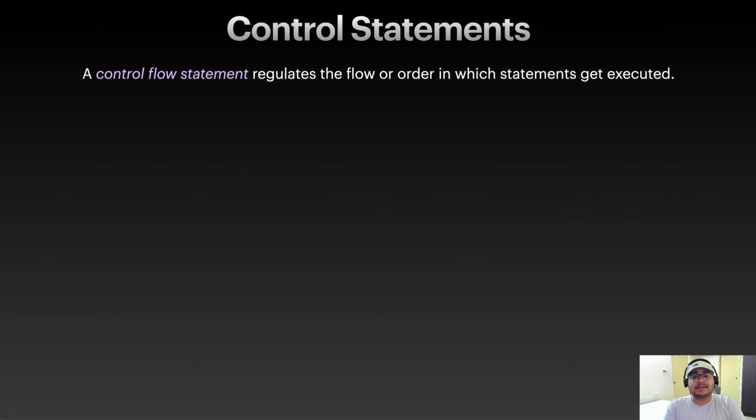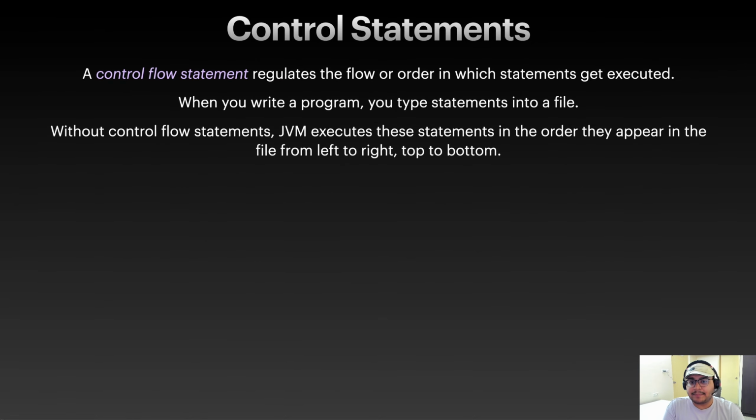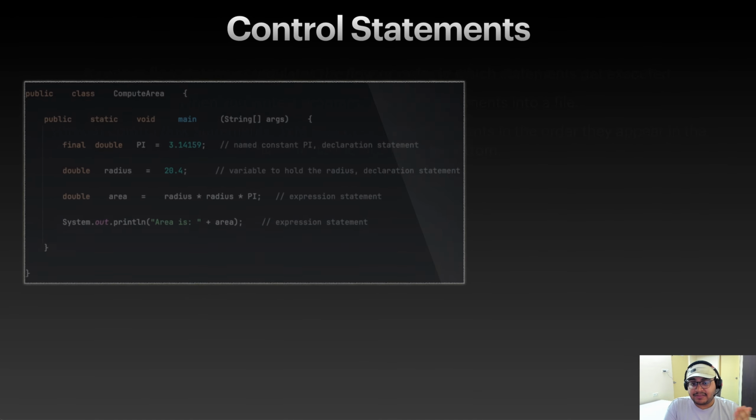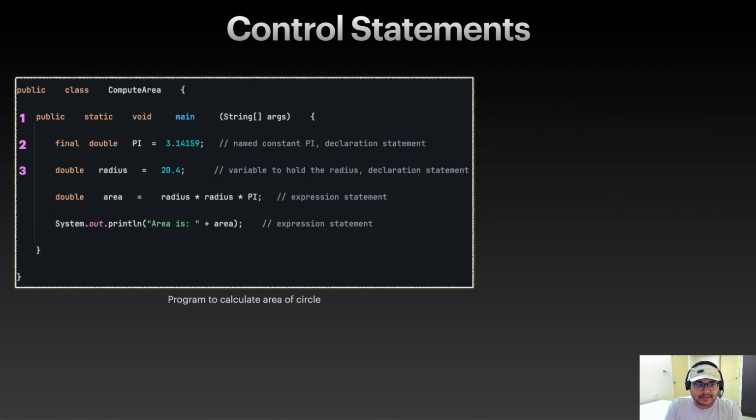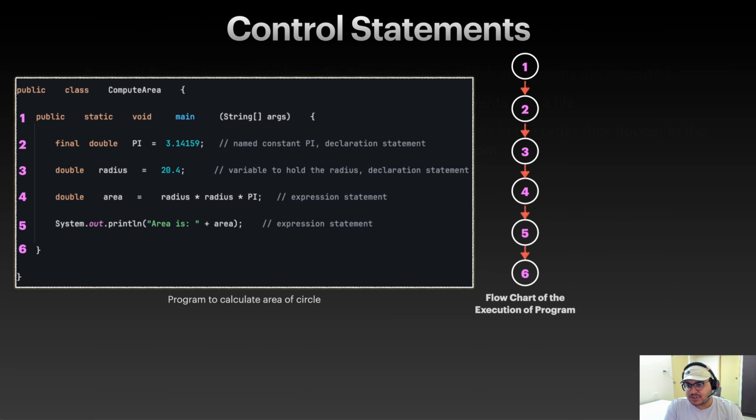Control flow statements dictate the sequence in which statements are executed. When you write a program, statements are normally executed in the order they appear in the file. That is, from left to right, top to bottom, without any interruptions. For example, take this program that calculates the area of a circle. The lines are numbered 1 through 6. In the simple flow, the program starts at line 1 with the main method and runs sequentially through line 6. That is 1, 2, 3, 4, 5, 6.